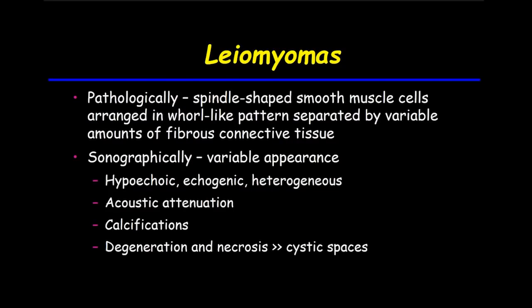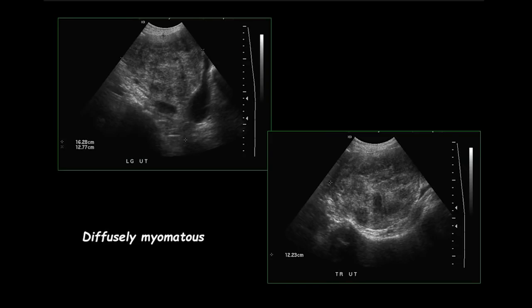Pathologically, leiomyomas are a benign soft tissue tumor composed of smooth muscle cells arranged in a whorl-like pattern. They have a variable appearance sonographically and may be hypoechoic, echogenic, or heterogeneous in appearance. They may have calcifications, and they may have cystic spaces representing degeneration and necrosis.